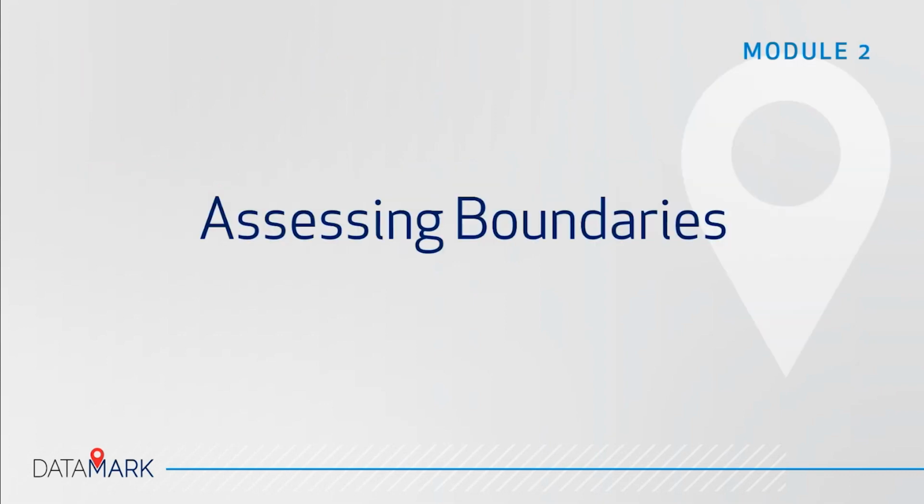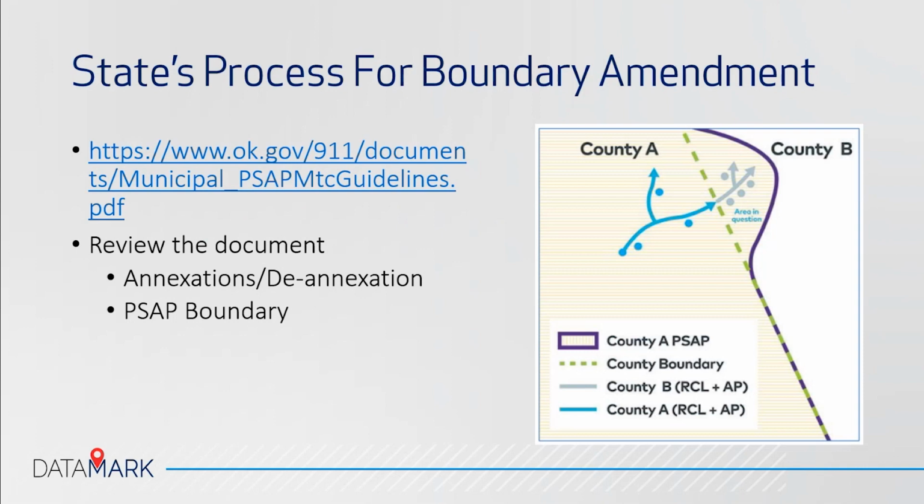Okay, next we're going to talk about assessing boundaries. The state has a documented process for amending boundaries, which is really good because many states do not. I feel Oklahoma is very progressive in this way, because you're getting a solid understanding of not only how to correct your public safety boundaries, but also how to deal with annexations.